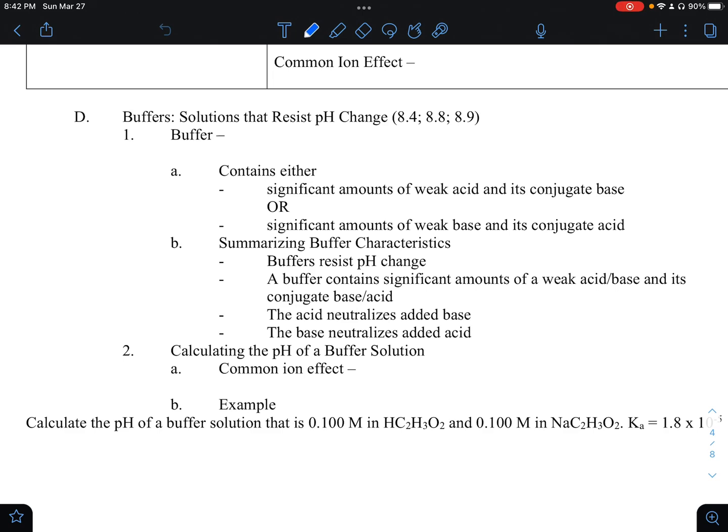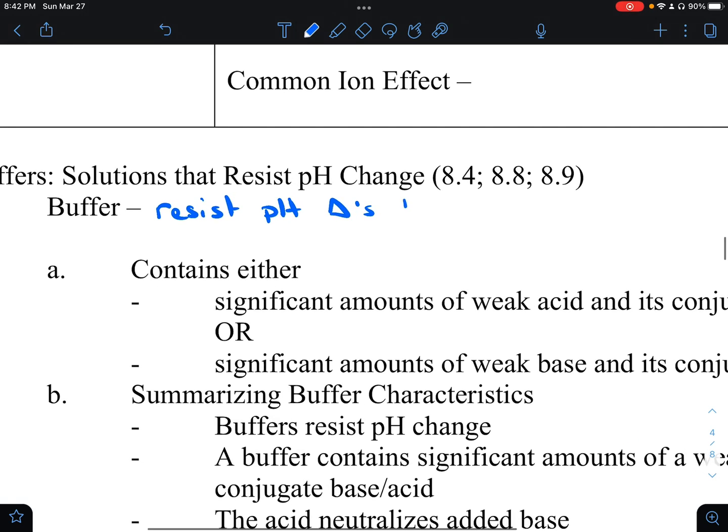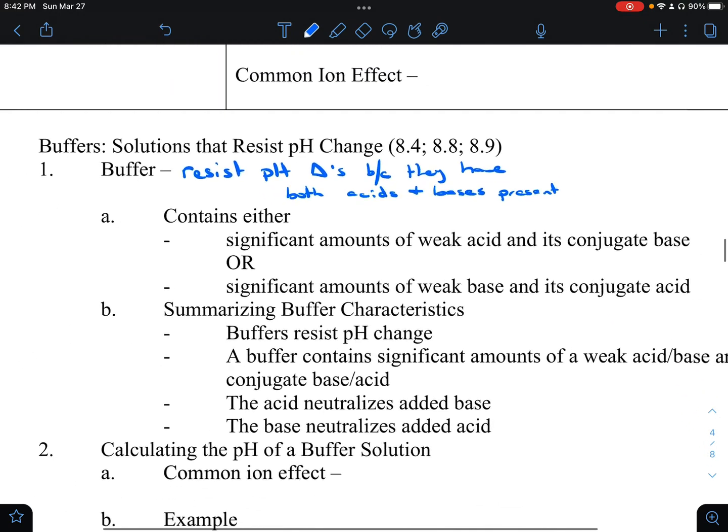So buffers resist pH changes. What we're going to say is that they resist pH changes, and that's because they have both acids and bases present in them. So they have an acid and a base present, so that way they can resist pH changes. And so we're going to talk about how.